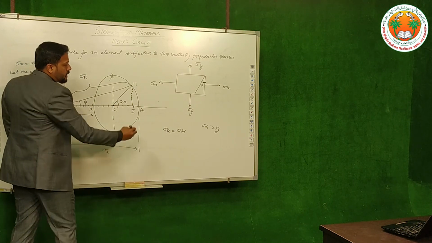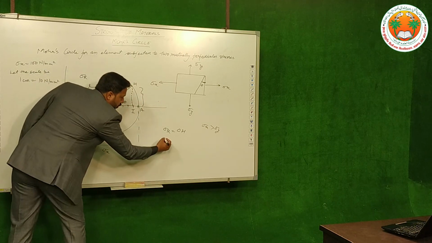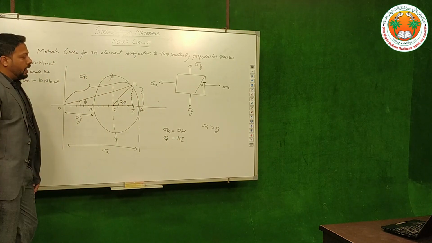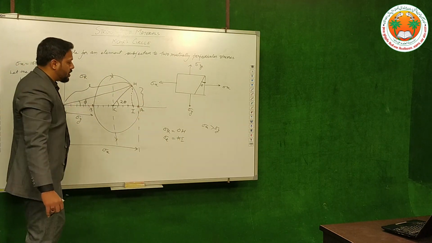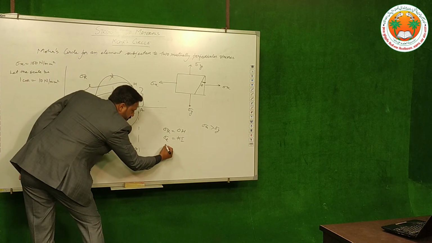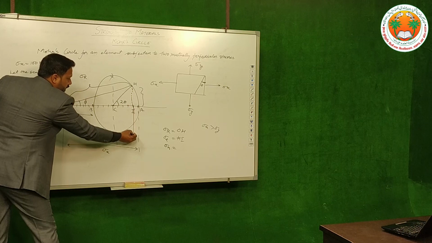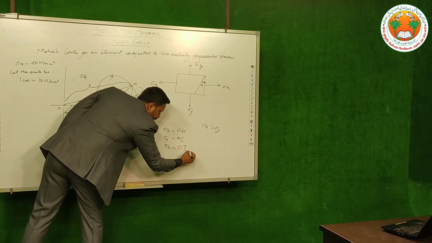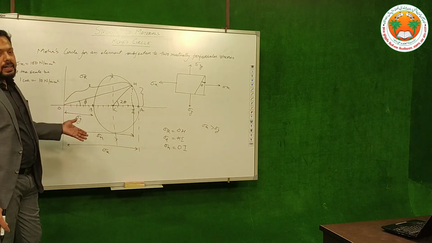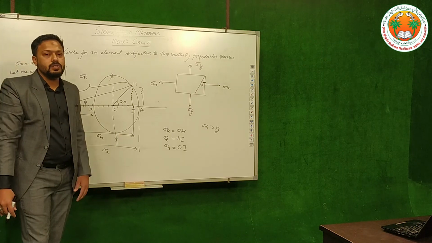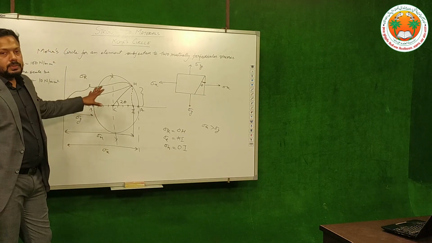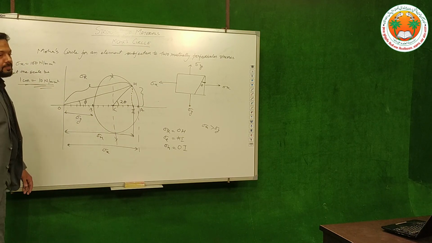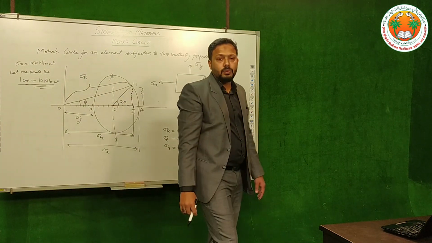To find the tangential stress, it will be equal to HI, and we will put the scale here and measure this HI distance. And the normal stress will be OI. We can find the value of the resultant stress, tangential stress and normal stress by just putting the scale and multiplying by the scale that we have taken earlier. This is the first case that we have discussed today.